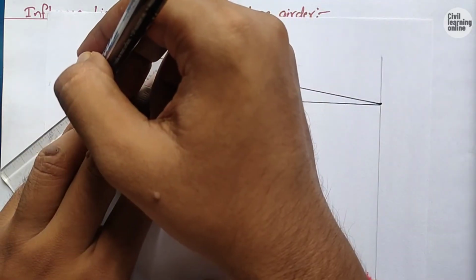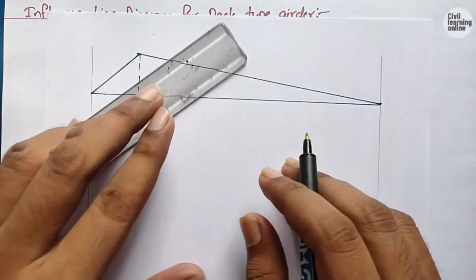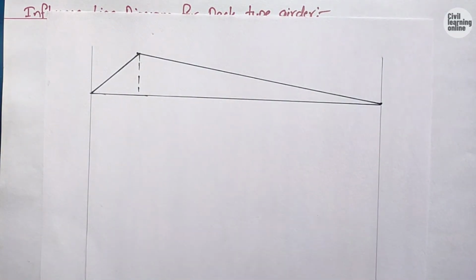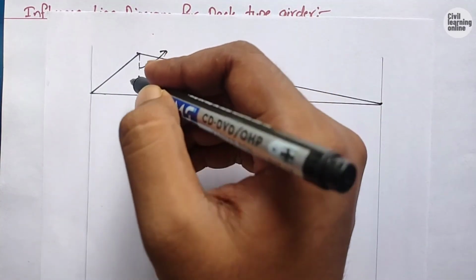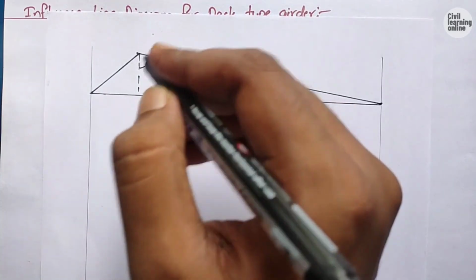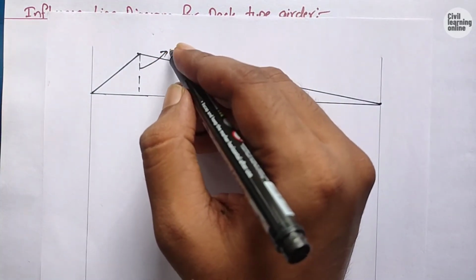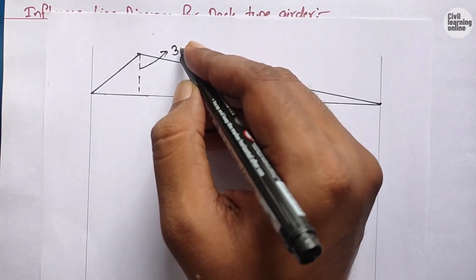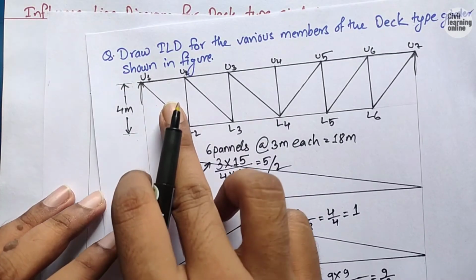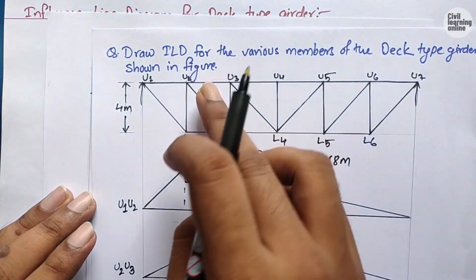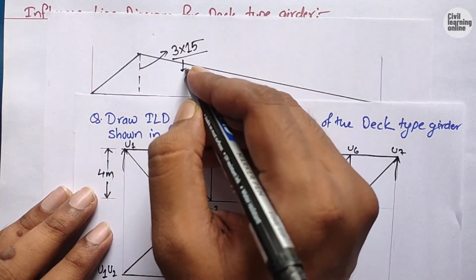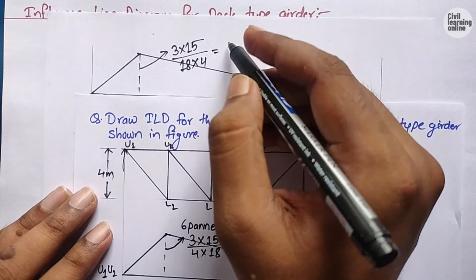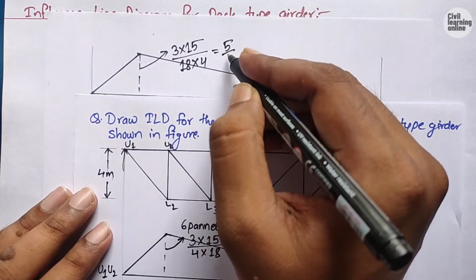If you have a look at the previous numerical, means the numerical based upon the influence line diagram for the through type truss bridge, and here the deck type truss bridge, then you will find the difference for drawing the influence line diagram for the vertical member U2 L2. Find the difference in here. So we can now find the height of influence line diagram given as 3 times, means span, U2 L2 span is 3 meter and then remaining span, so 3 times 15 divided by whole span, 18 meter, and the height is 4 meter. So from here we will get height of influence line diagram equals 5 by 8.